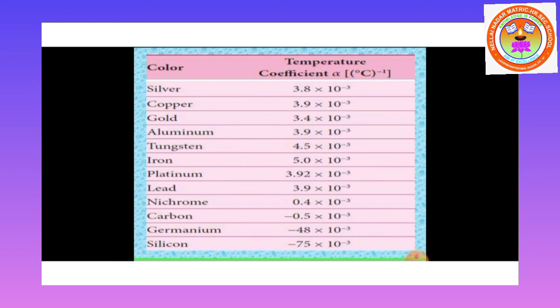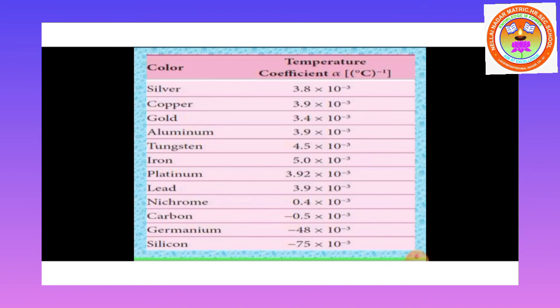This tabular column explains the temperature coefficient of some of the materials. For silver, the temperature coefficient alpha is 3.8 into 10 power minus 3 degree Celsius inverse. For copper, it is 3.9 into 10 power minus 3 degree Celsius inverse. For gold, it has a value of 3.4 into 10 power minus 3 degree Celsius inverse. For aluminium, it is 3.9 into 10 power minus 3 degree Celsius inverse.